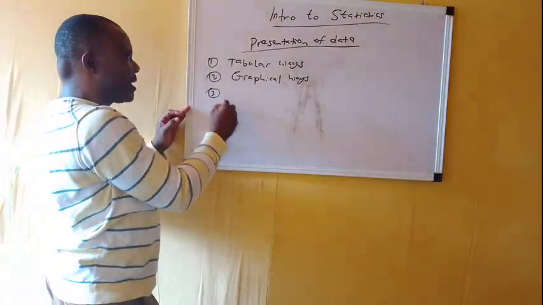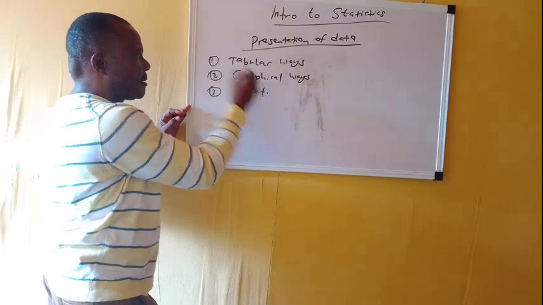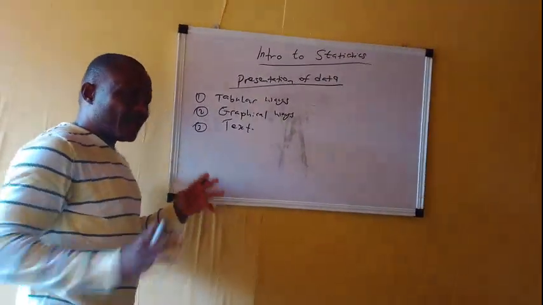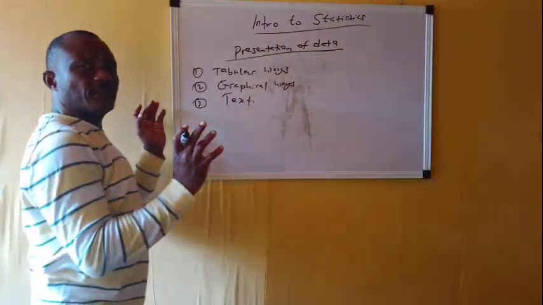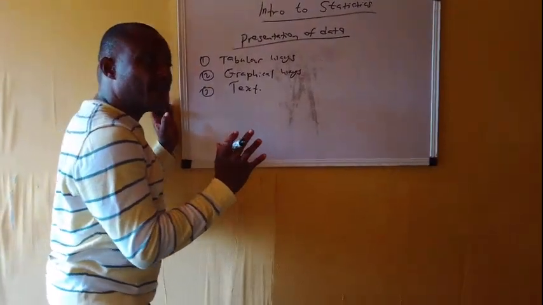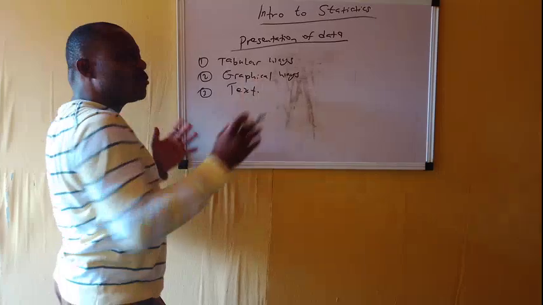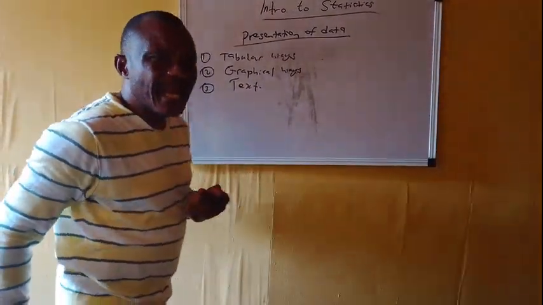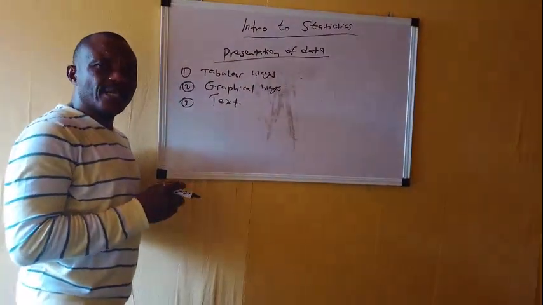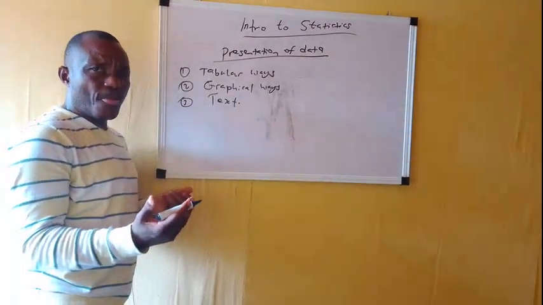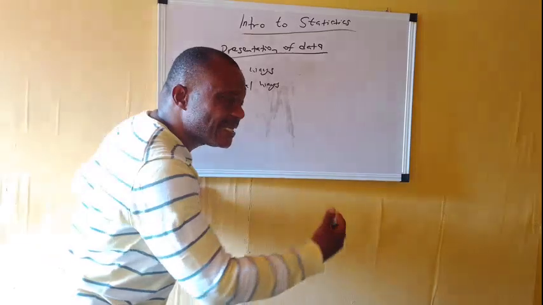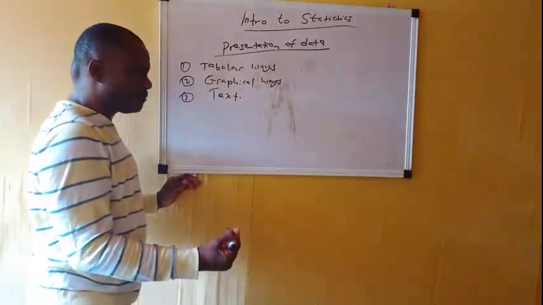Then number 3, we can see in text. This covers, there are other ways that data can be presented, but the simplest way is to present data in a way that when a layman sees it, it will be well understood. When data are presented in tables, I'll give you an example.